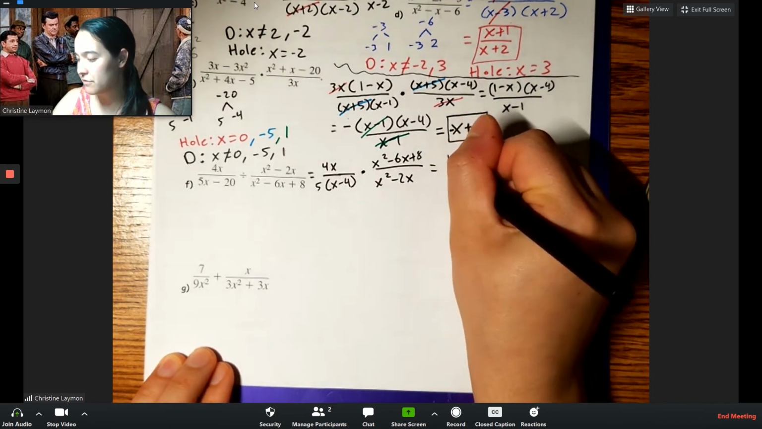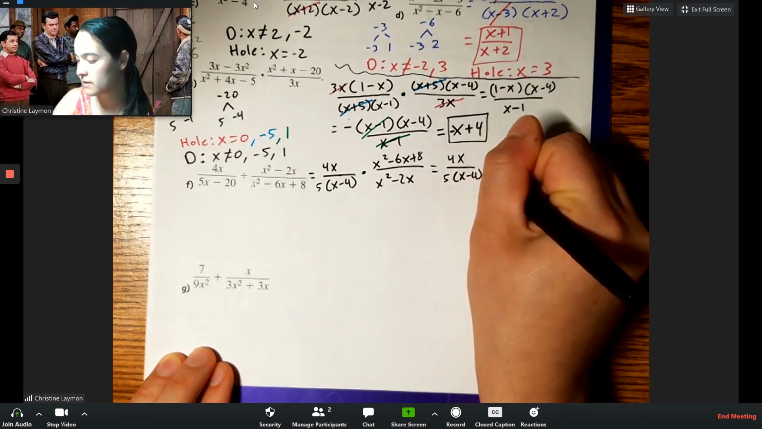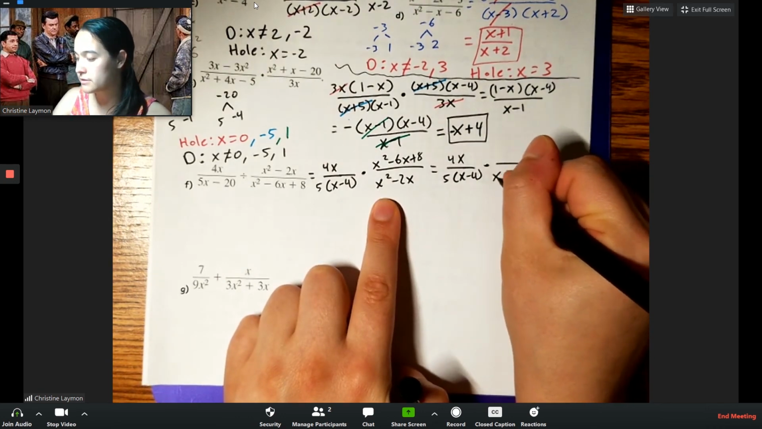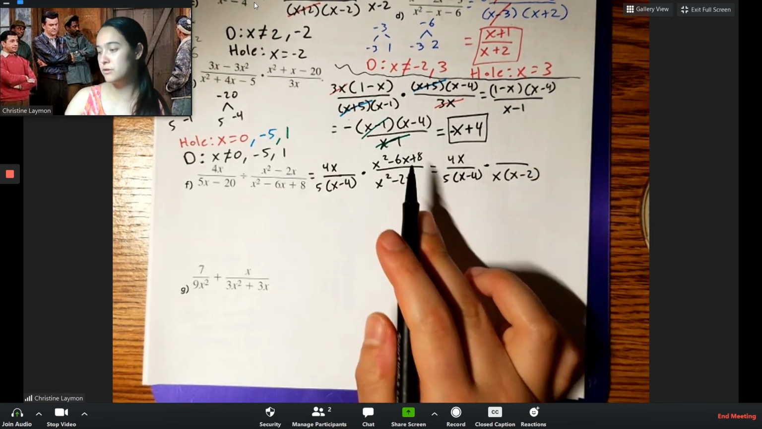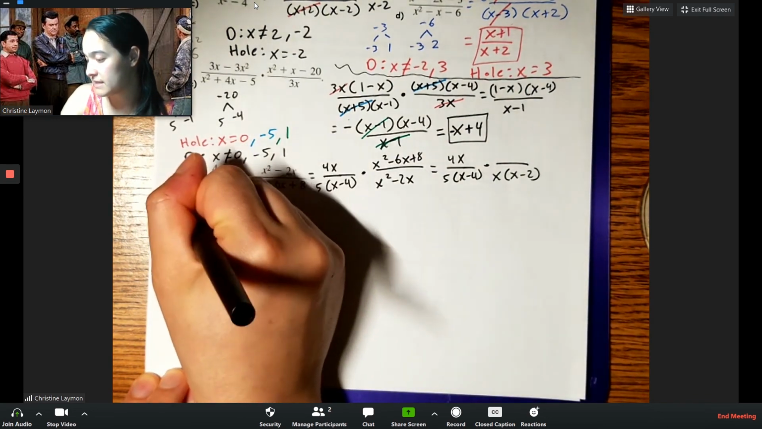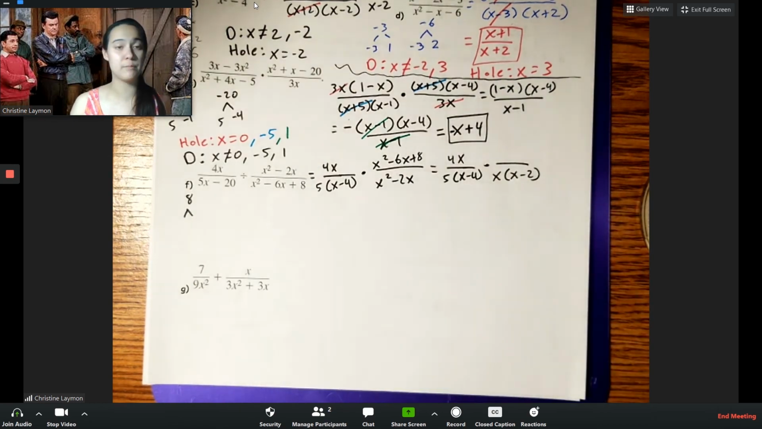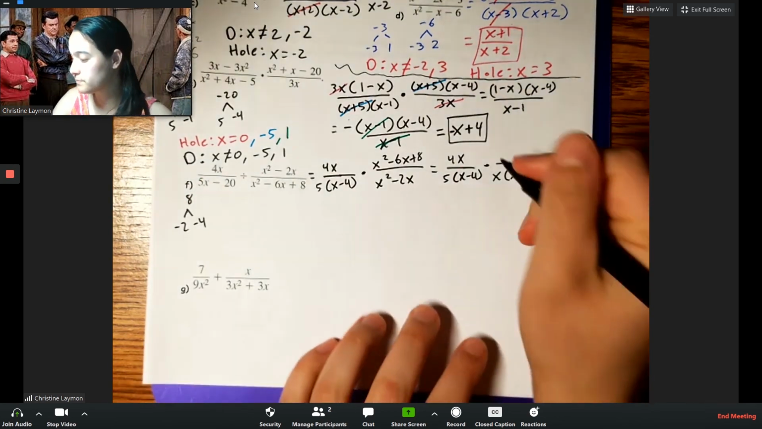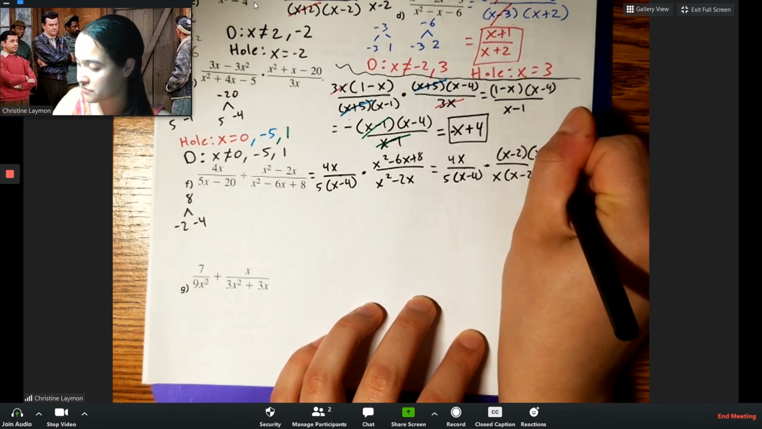So again, I have 4x over 5 quantity x minus 4. In the bottom here, they both have x in common. Let's take it out. x parenthesis, x minus 2. Let's go do the top part now. A times c, 1 times 8, is 8. I need something that multiplies to get me positive 8, but sums to get me -6. That will be -2 and -4. So over here, I have x minus 2, x minus 4.